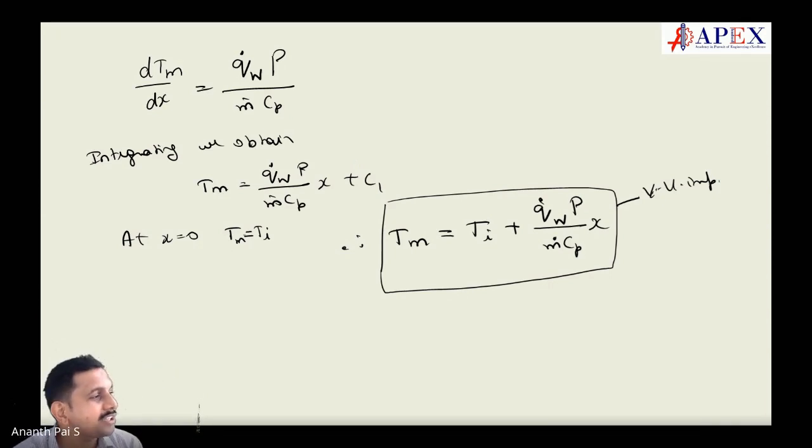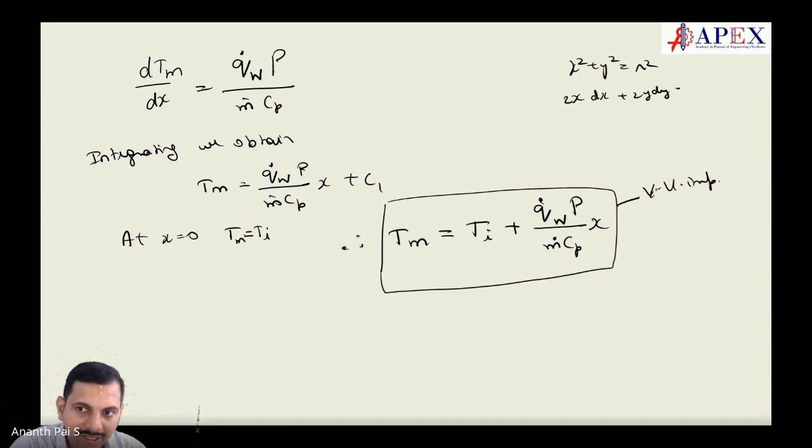The center is on the origin. Then, if the center is on the origin, what is the differential equation for a circle? You write only the equation x square plus y square is equal to r square, which is constant. So you differentiate: 2x dx plus 2y dy is equal to 0. So here this 2 cancels. dy by dx is equal to minus x by y. This is the differential equation for a circle.